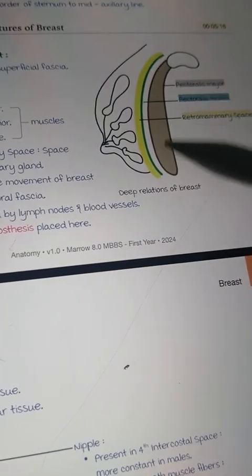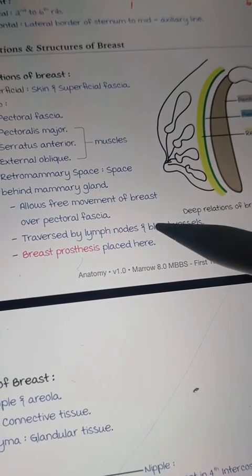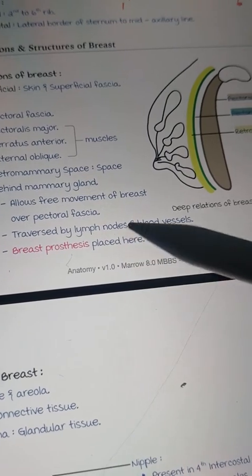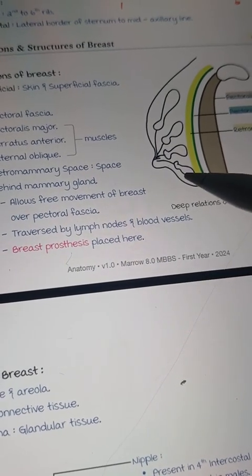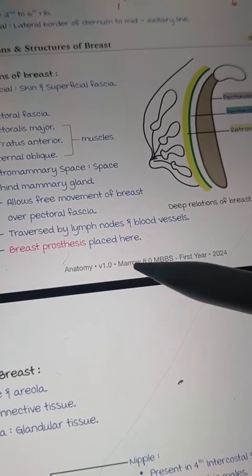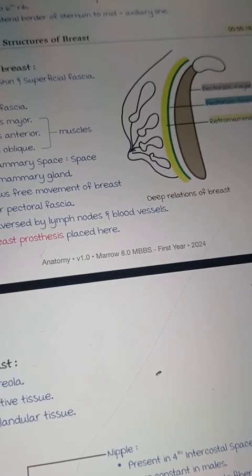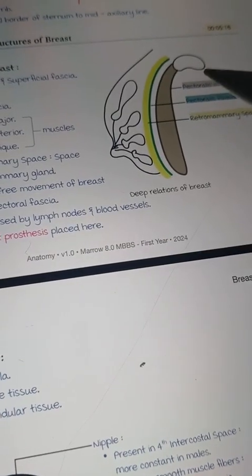Next, the retromammary space, that is the space behind the mammary gland. You can see, this is the space behind the mammary gland. This space allows the free movement of the breast over the pectoral fascia, and it is traversed by lymph nodes and blood vessels, and the breast prosthesis is placed over here. That is the place where the breast prosthesis is placed. This is the pectoralis major, then there's the pectoral fascia.